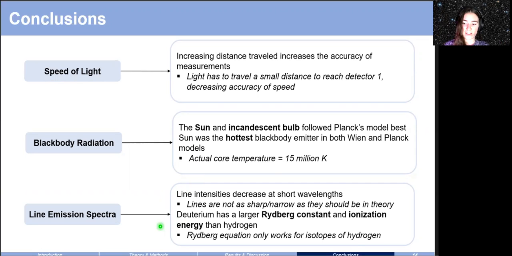And while these experiments seem to study different aspects of light and energy, they were all important in providing evidence for the existence of quantized electronic structure in atoms and molecules, which really revolutionized the way that we think about chemistry.